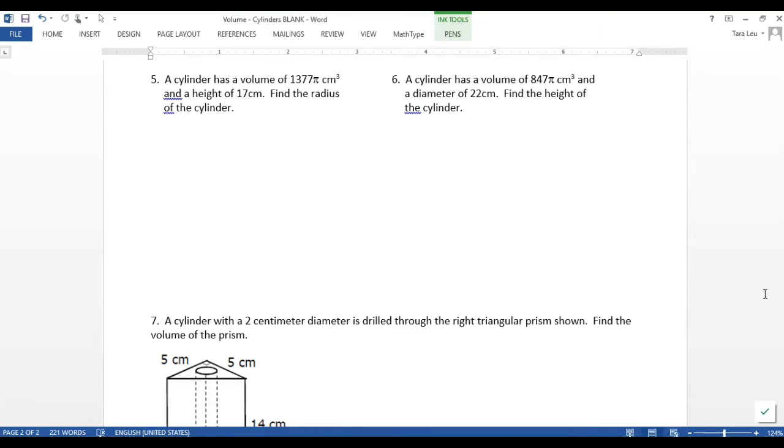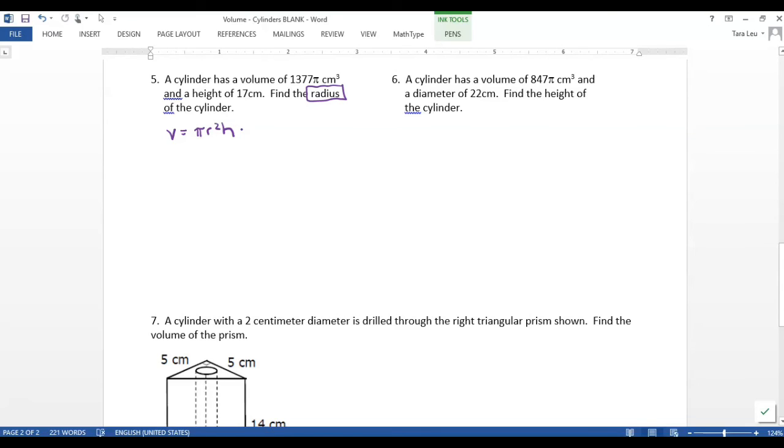Number 5 says a cylinder has a volume of 1,377 pi centimeters cubed and a height of 17. Find the radius of the cylinder. So this problem's a little bit different because they're asking you to find the radius and they're giving you the volume and the height. So we know that the volume formula for a cylinder is pi r squared h. And let's plug in everything we know.